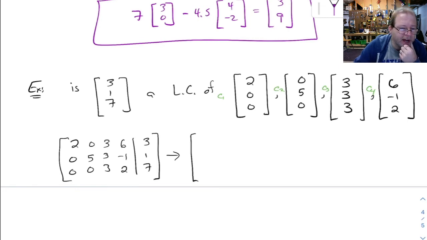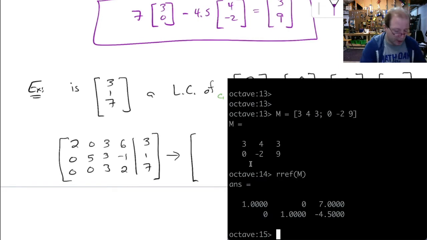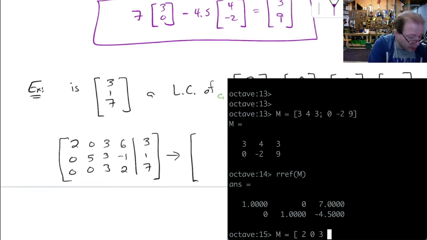So let's type this into Octave and row reduce it. All right, so my matrix is [2, 0, 3, 6, 3; 0, 5, 3, -1, 1; 0, 0, 3, 2, 7].